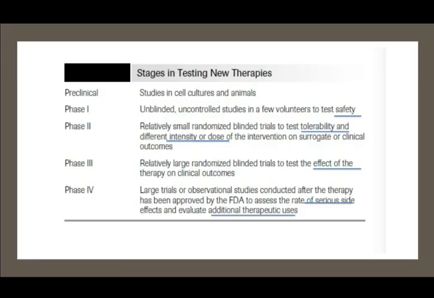There are different phases of a clinical trial. There's preclinical, which studies the drug in cell cultures and animals, followed by phase 1, which determines primarily the safety, phase 2, the tolerability and the intensity of doses, phase 3, the effect of the therapy on clinical outcomes, and phase 4, which is post-marketing surveillance.